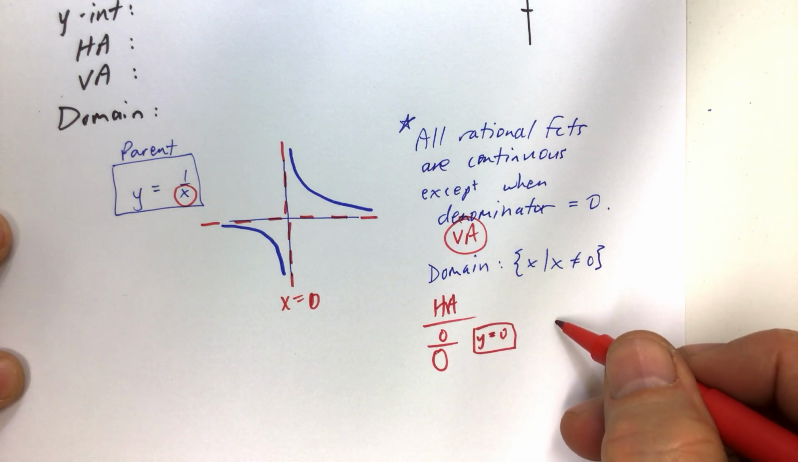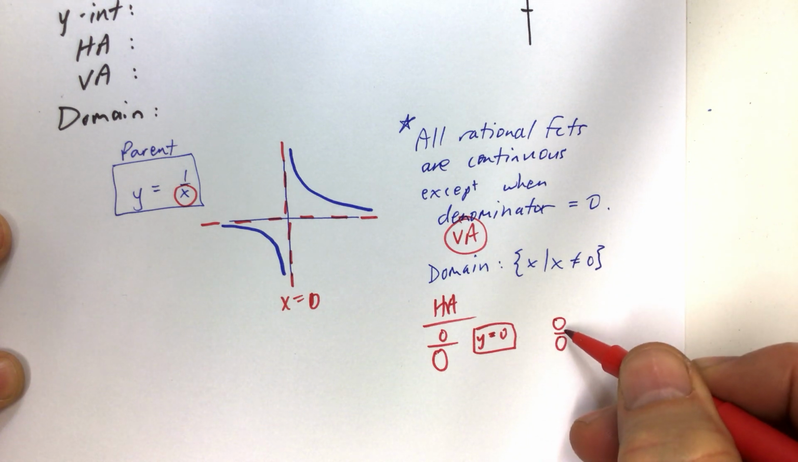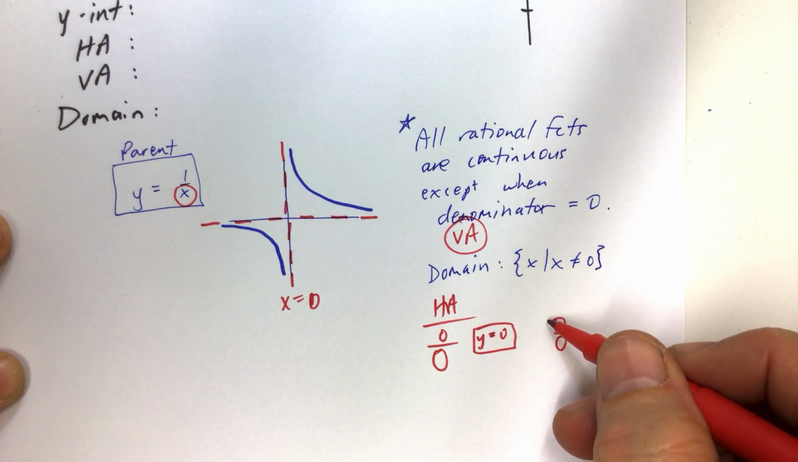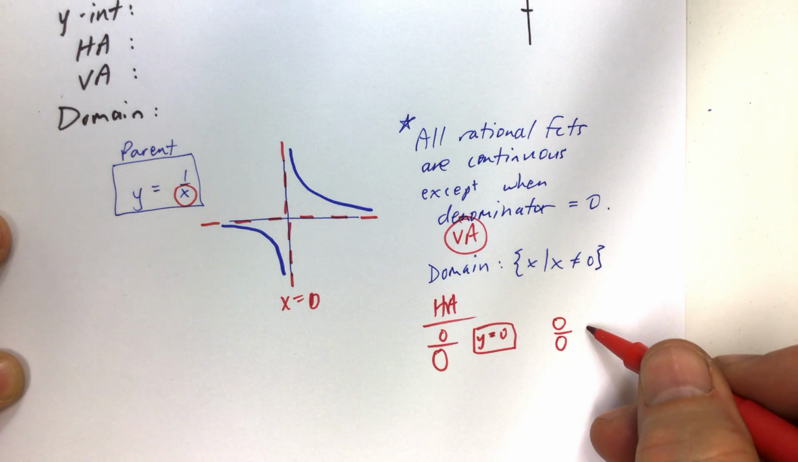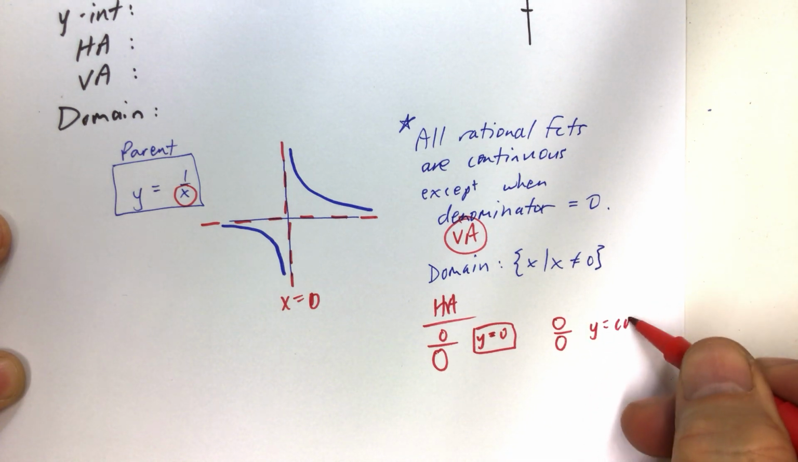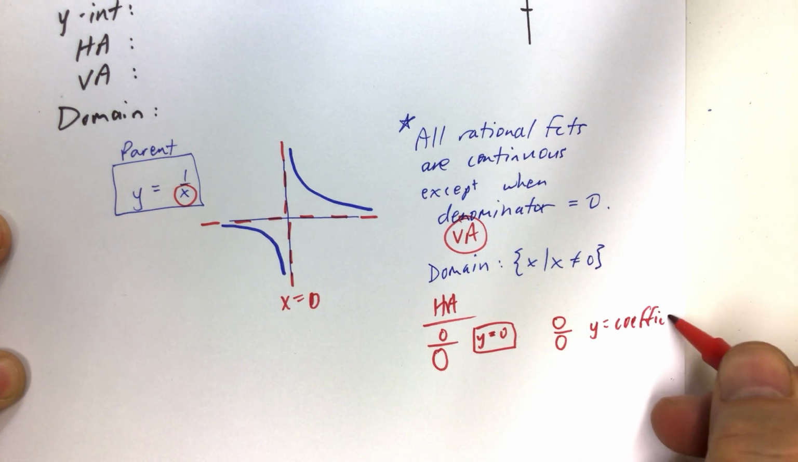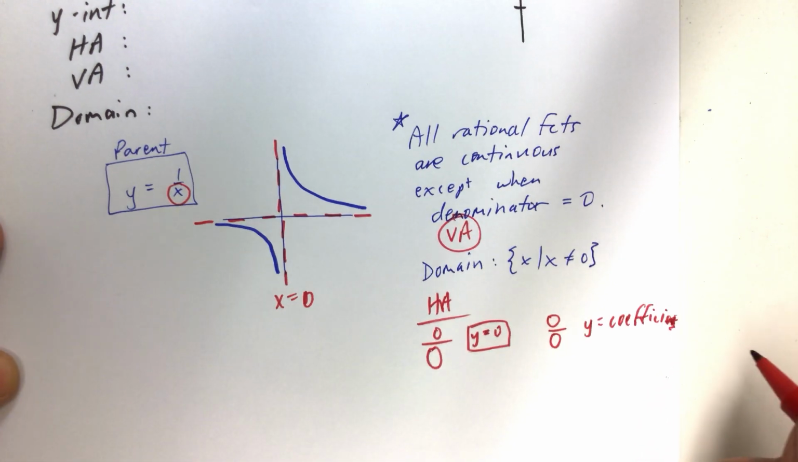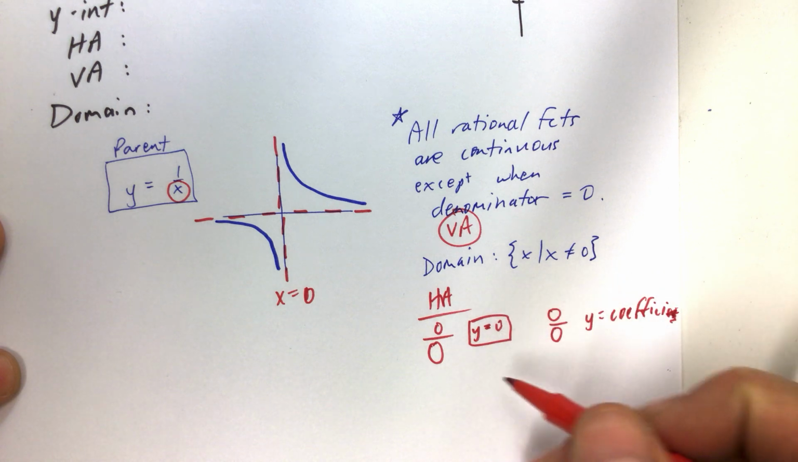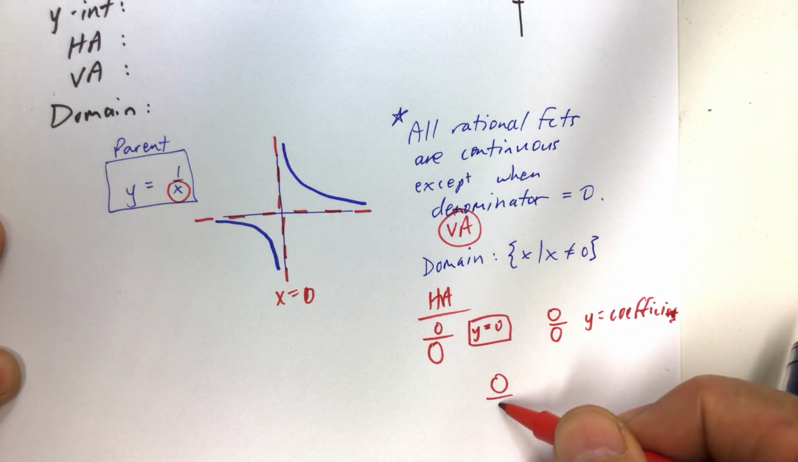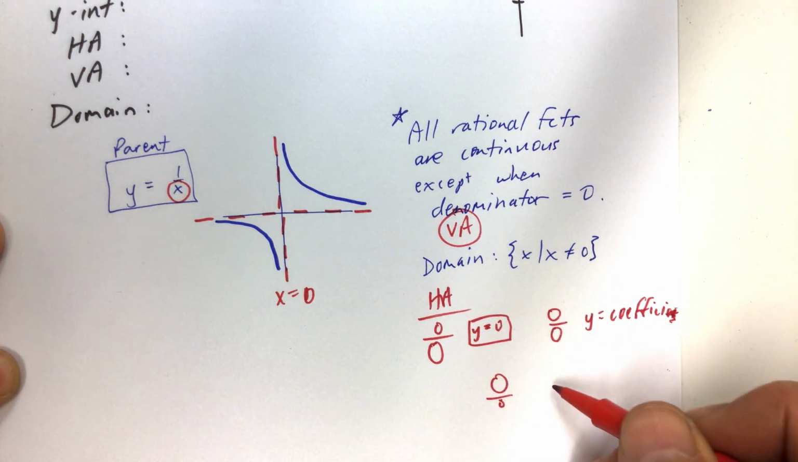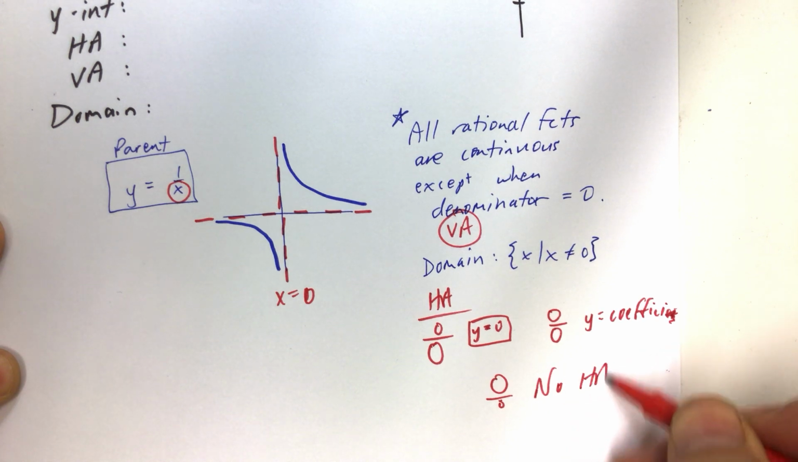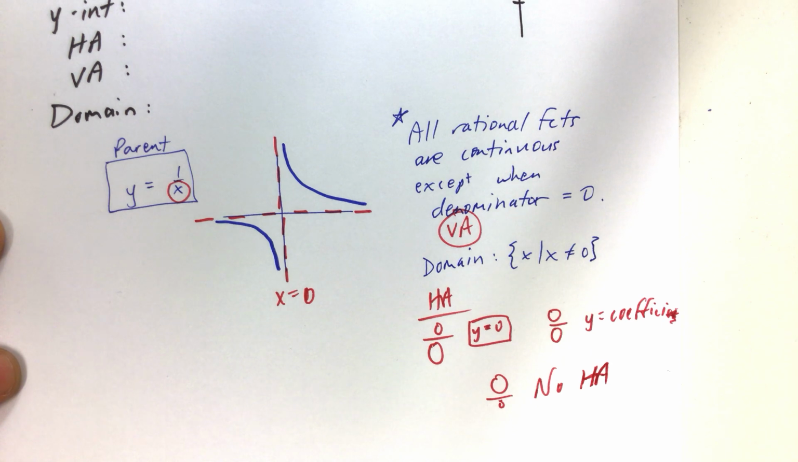But if the numerator and denominator have the same size bubble, then you just peel off the coefficients. So y equals whatever the leading coefficients are. So that's another clue as to how we find our horizontal asymptote. Now, if the denominator has a smaller degree than the numerator, then there is no horizontal asymptote, and we're not going to be dealing with any of those today. But just keep in mind there are no horizontal asymptotes.